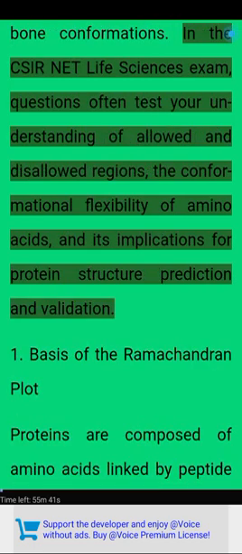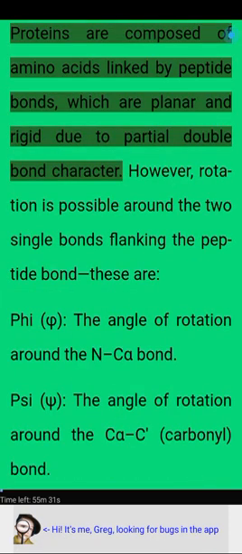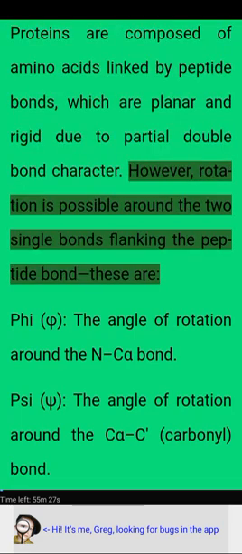In the CSIR-NET Life Sciences exam, questions often test your understanding of allowed and disallowed regions, the conformational flexibility of amino acids, and its implications for protein structure prediction and validation. 1. Basis of the Ramachandran plot. Proteins are composed of amino acids linked by peptide bonds, which are planar and rigid due to partial double bond character. However, rotation is possible around the two single bonds flanking the peptide bond.